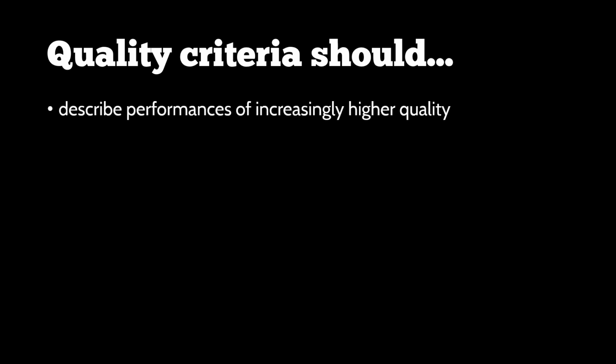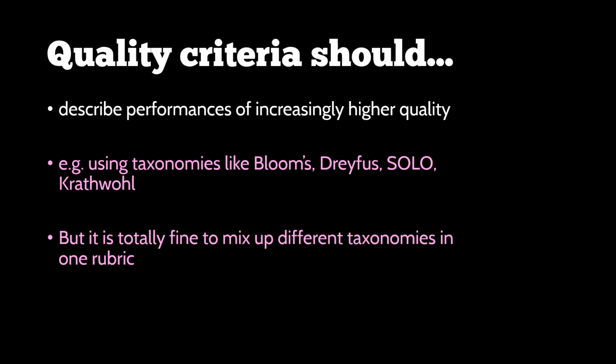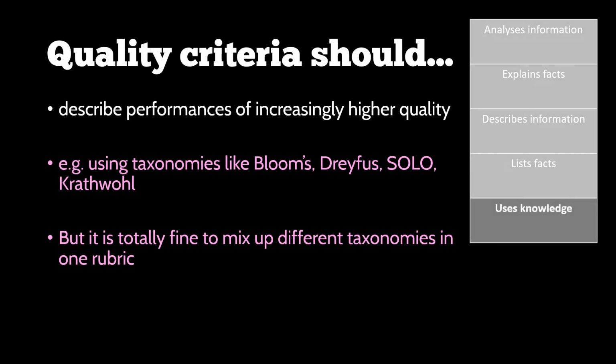So firstly, the quality criteria, and that's the things that are written inside the boxes, should describe performances of increasingly higher quality. You can get some support and ideas for verbs from taxonomies, some of which you've probably heard of before, but it's completely fine to mix up different taxonomies in one rubric, whatever you think describes typical performances of students. We want to end up with something like that, and so that one there is a typical use of knowledge rubric, which is basically taken straight from Bloom's taxonomy.